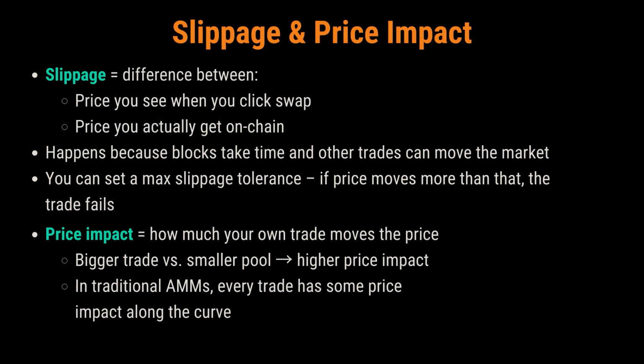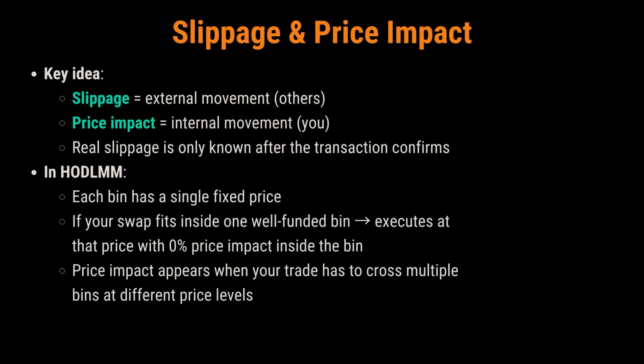Price impact is related but different. While slippage comes from market movement while you wait, price impact is how much your own trade moves the price. The larger your trade relative to the pool's liquidity, the more you push the price against yourself. In traditional AMMs, every trade, no matter how small, has some price impact because the price moves along a curve. This is an important distinction. Slippage is external, other activity. Price impact is internal, your trade size.